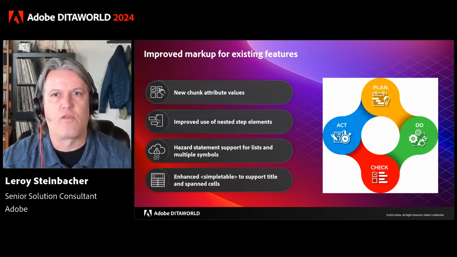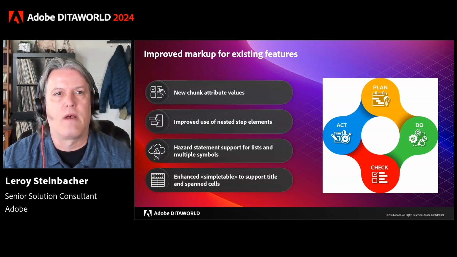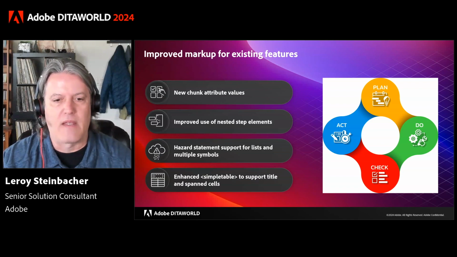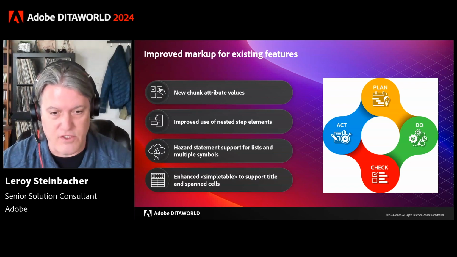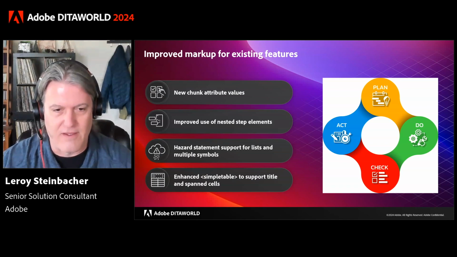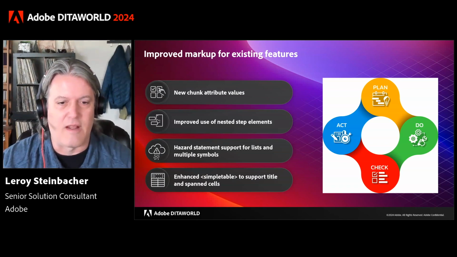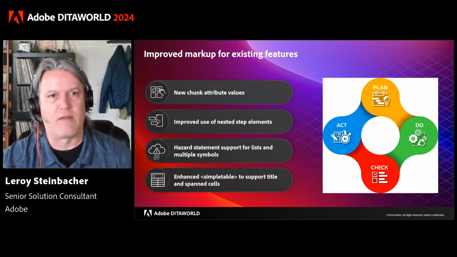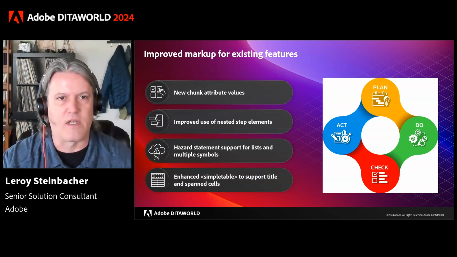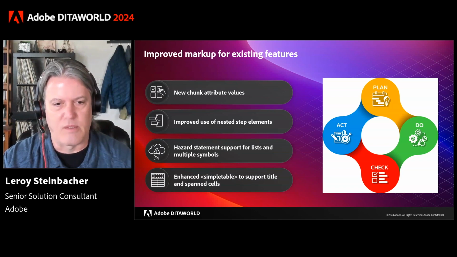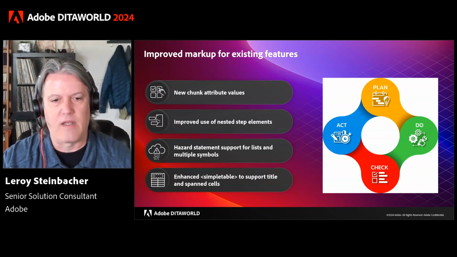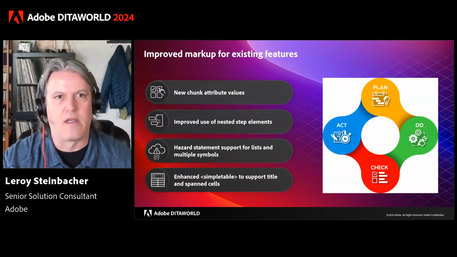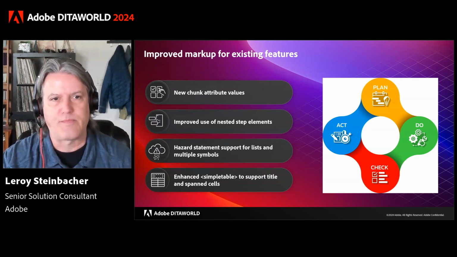And so some of the improved markup for existing features, there's a new way of handling the chunk attribute values. In the past, there's been a lot of different attribute values for chunk, which a lot of times have confused me a little bit. I've always been using chunk to content. So I'm not real familiar with all the other ones that were available, but from my understanding, they're kind of confusing and complex. Now it's going to be much simpler. It's going to be chunk equals combine, or chunk equals separate. We can take a quick look at that too in the demo.